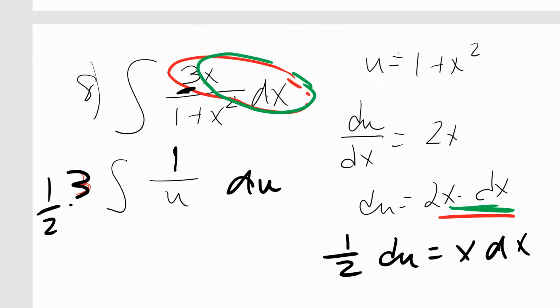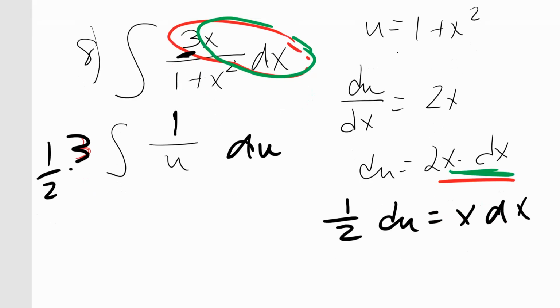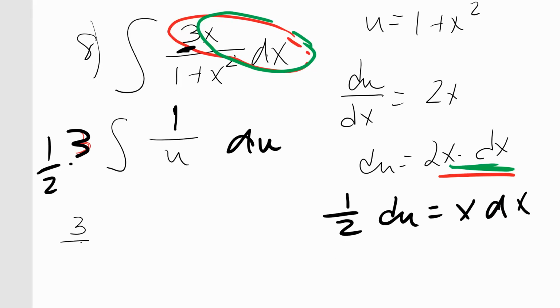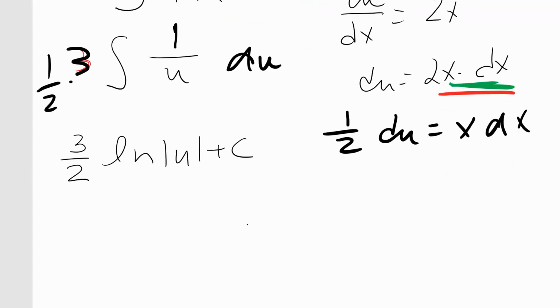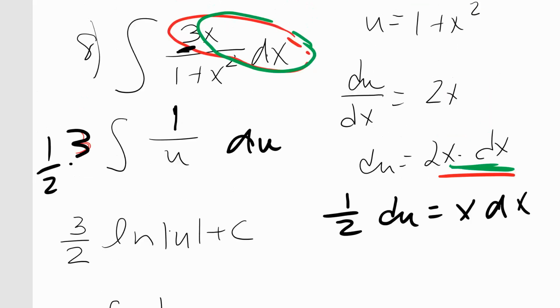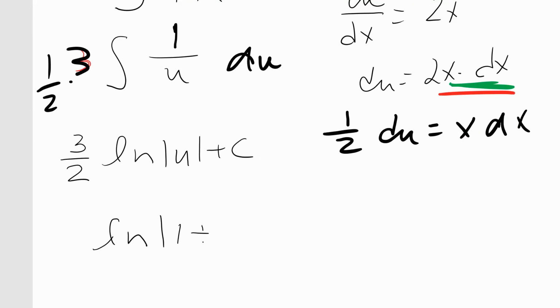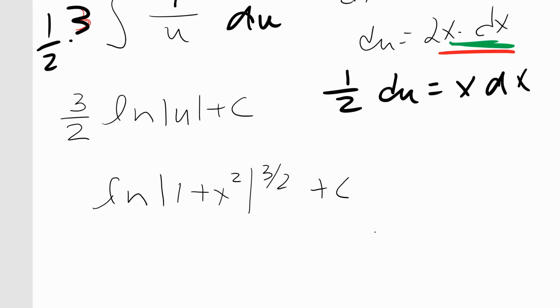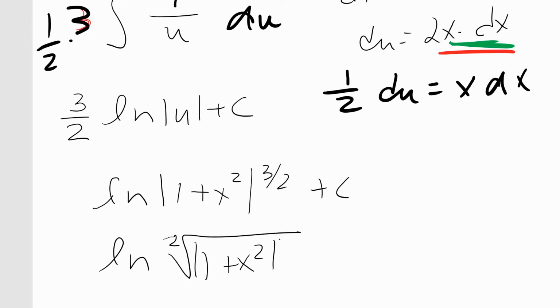All right. So what I now get out front is 3/2. The integral of 1 over u du is the natural log of the absolute value of u plus c. So now I can clean it up. So I'm going to get the natural log of the absolute value of u. U is 1 plus x squared to the 3/2 power plus c, which means the natural log of the square root of 1 plus x squared, that absolute value, cubed plus c is what I'm looking for.